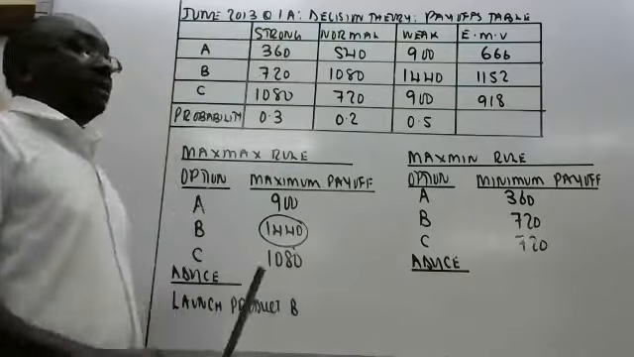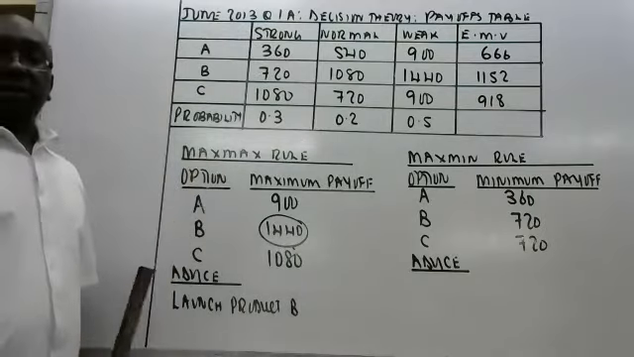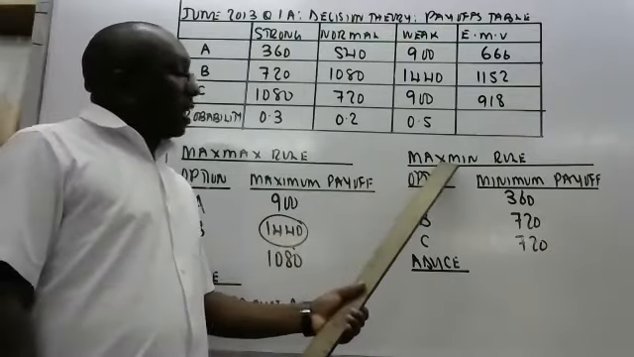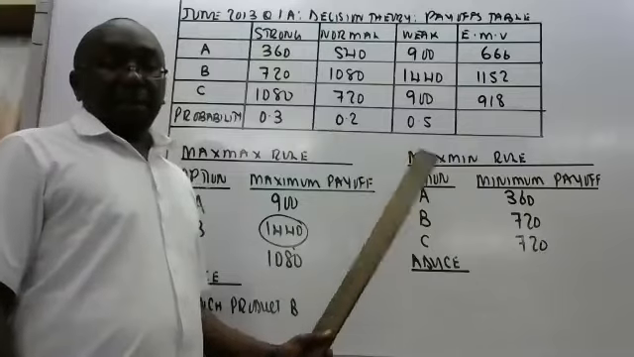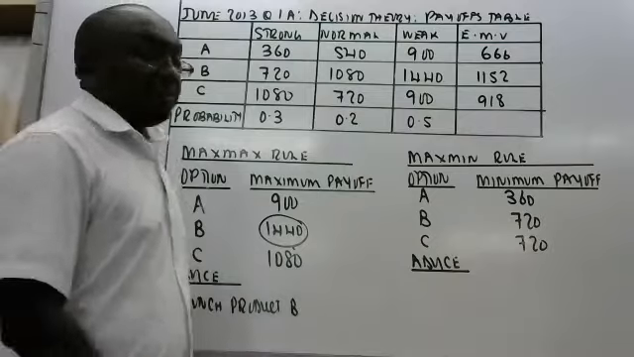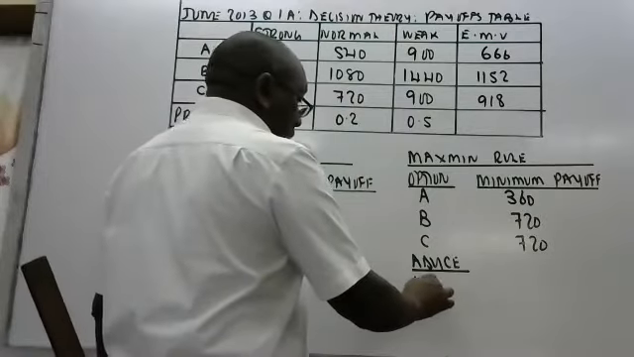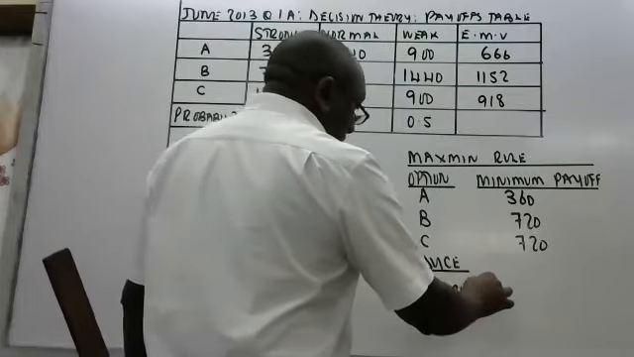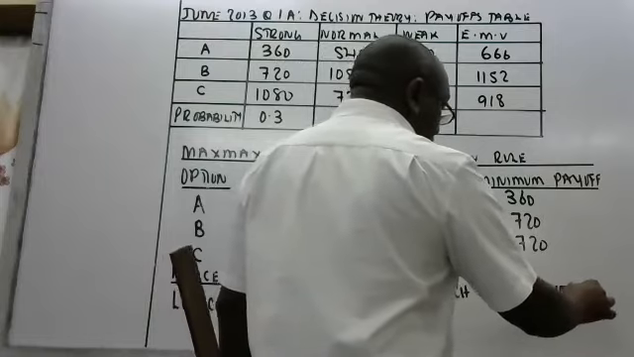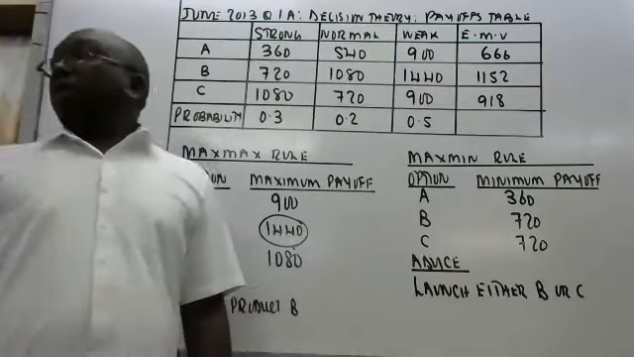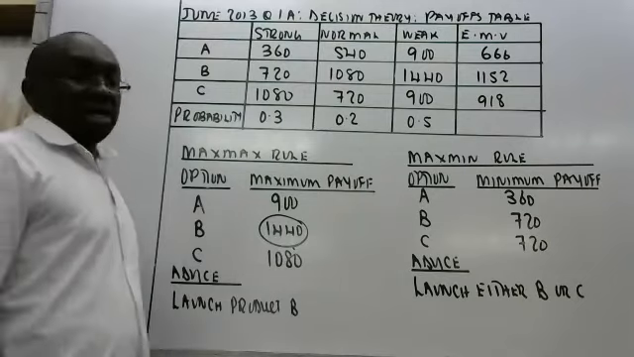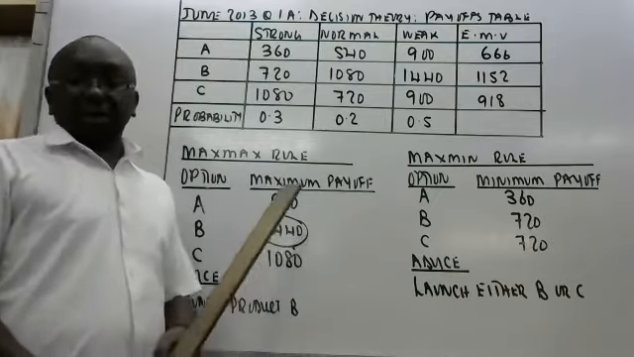So the advice is you should go for the maximum of the minimums. And because there are two that happen to be equal, we will advise them to run either B or C. That's an indifference point.